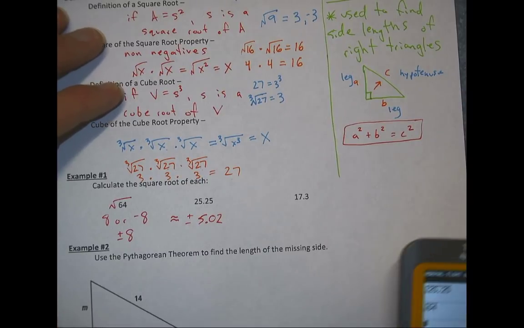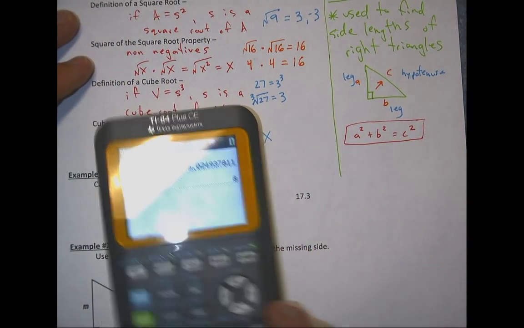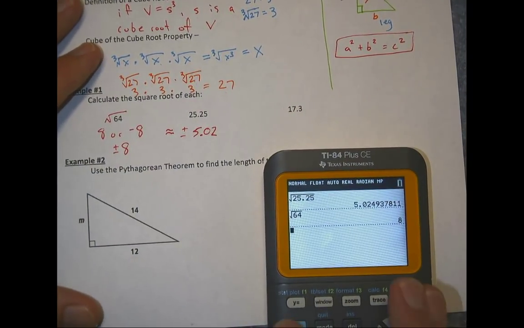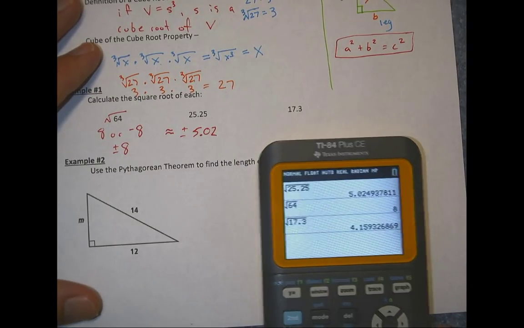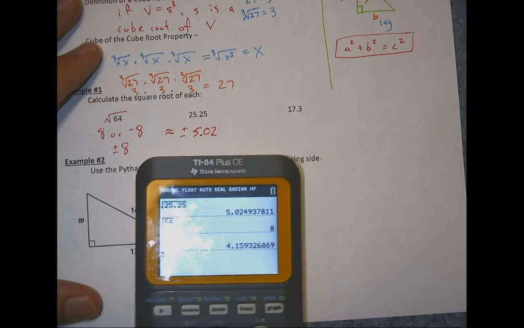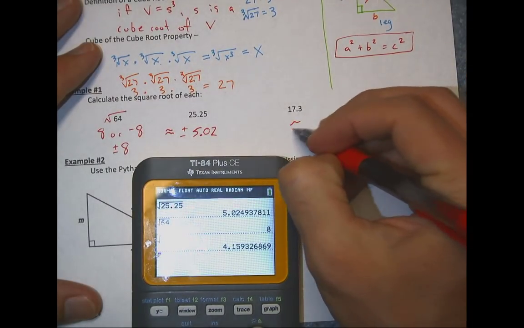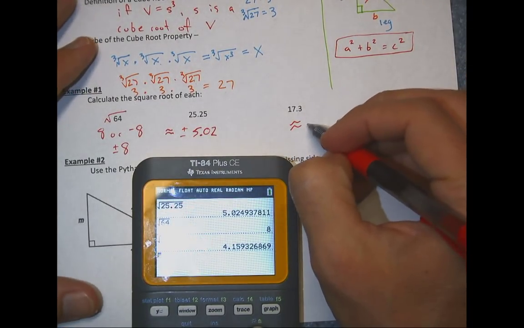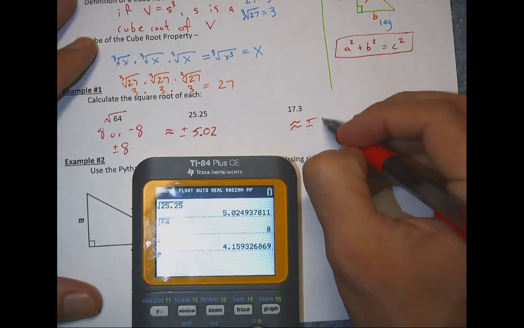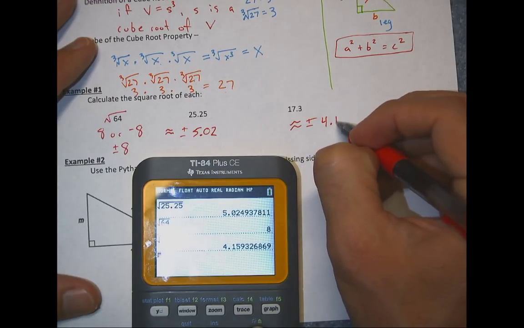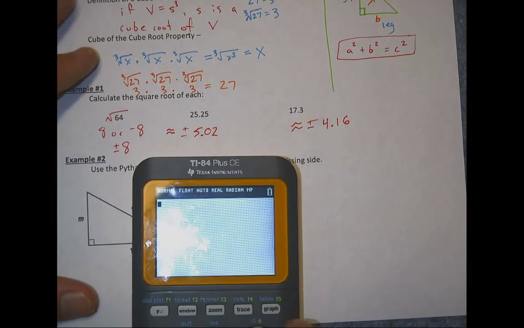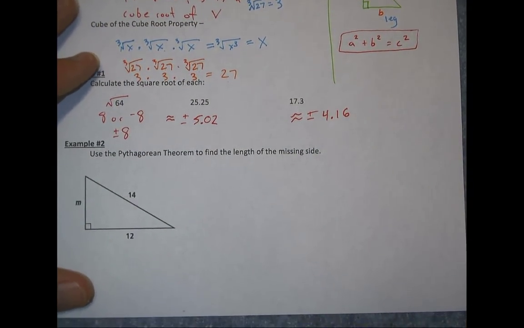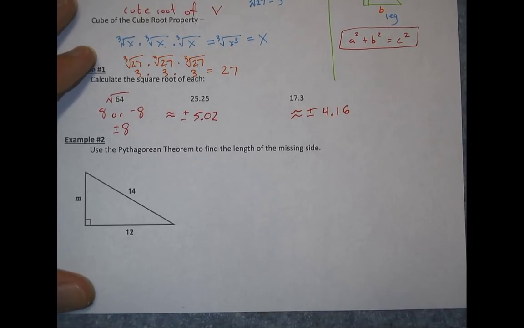All right, so 17.3. Let's try that one in the calculator. Second square root, 17.3. Most square roots are not very nice numbers, so we're going to round it. So we're going to write approximately positive or negative 4.16. Okay, so that's how you find a square root. Pretty simple. Let's go ahead and now use this.